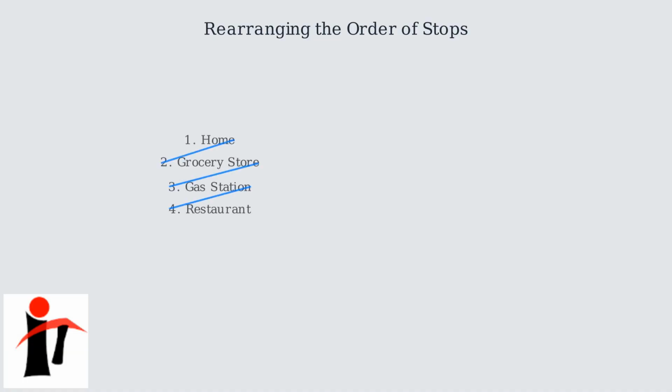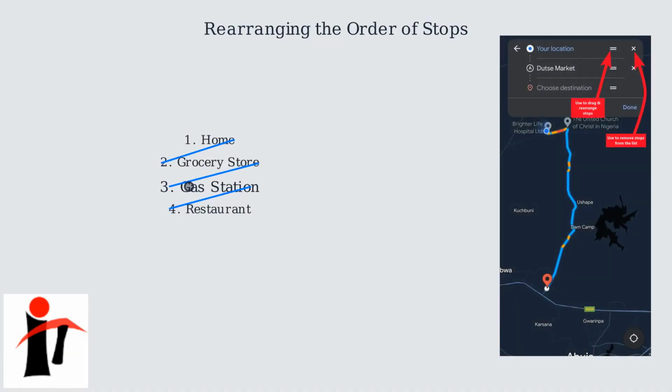Rearranging the order of your stops is simple. Long press on a stop in the list and drag it to its new position. The route recalculates instantly, optimizing the directions based on the new order. This flexibility is crucial for adapting to changing circumstances or priorities during your journey.